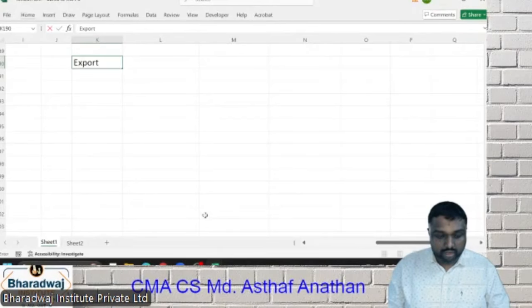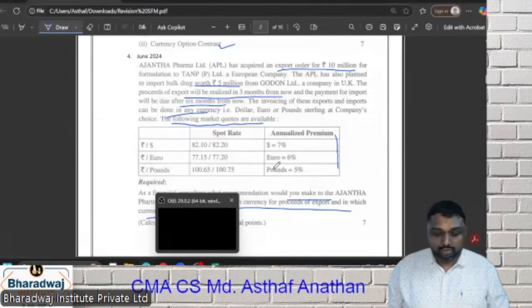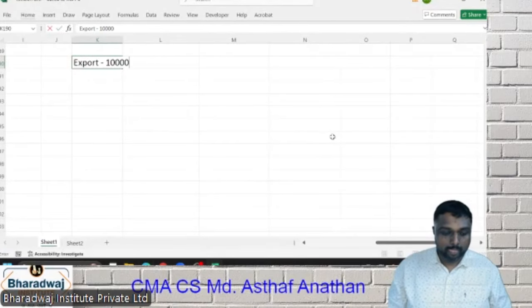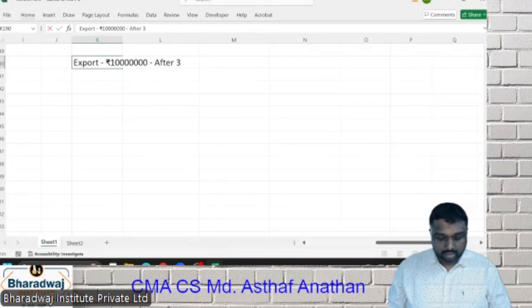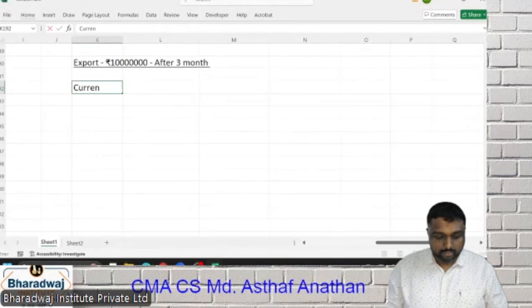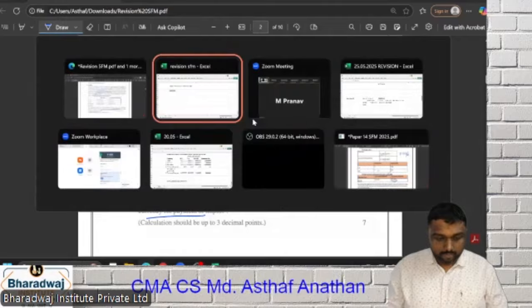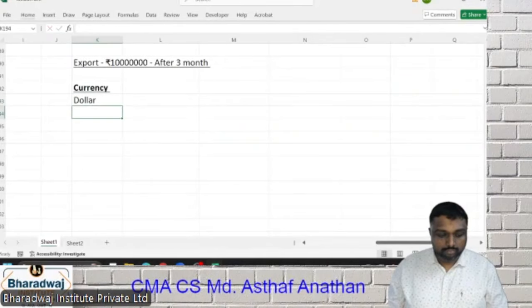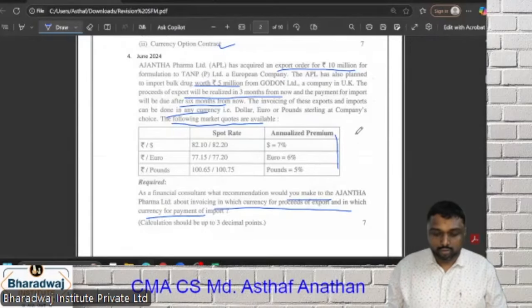So first we can go for export. What is the export value, friends? 10 million. This is the export value in rupees. You should be very clear: you are getting the payment after 3 months. This is the main point. So you can go for each currency, all the three currencies they are asking. What was the currency? Dollar. Then you can go for euro. Then you can go for pound.